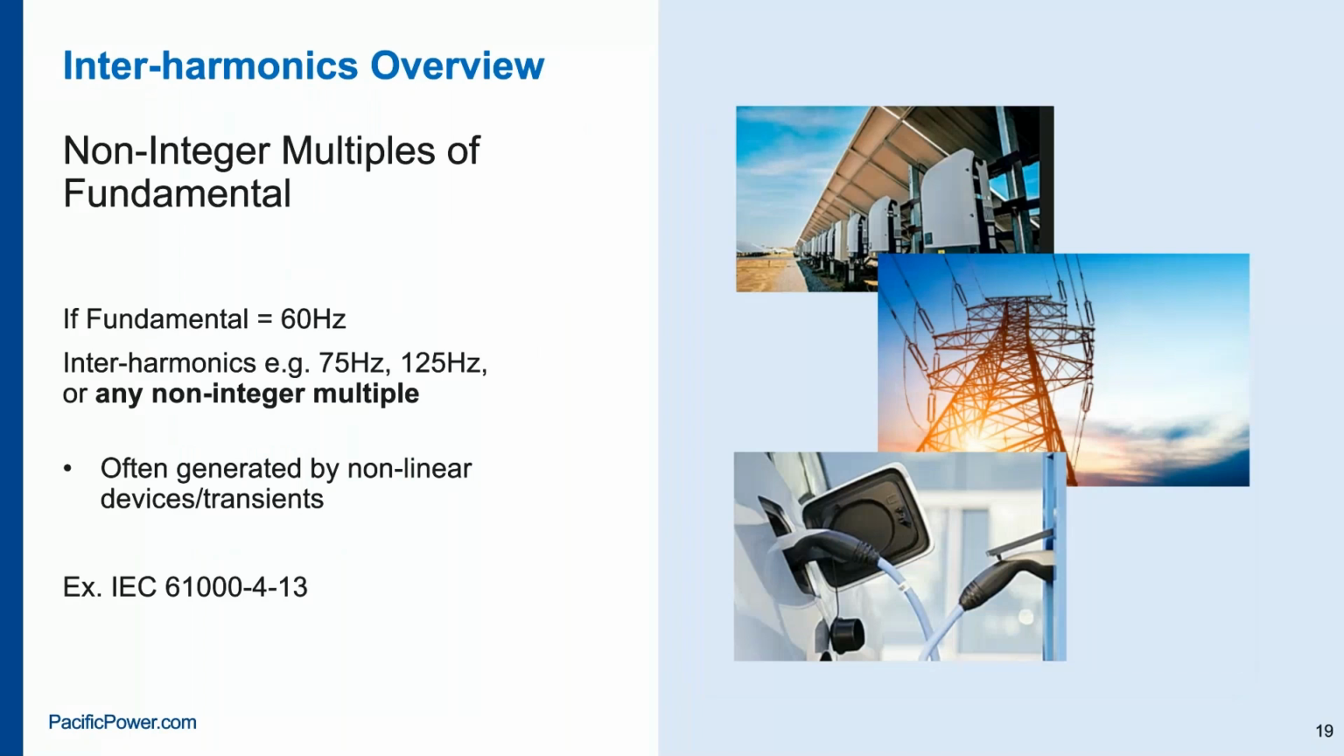For interharmonics, interharmonics are just non-integer multiples of the fundamental frequency. So again, if we have a 60 hertz fundamental, then an interharmonic can be something other than an integer multiple, like for example 75 hertz or 125 hertz, or anything else. And these are normally generated from nonlinear transient devices in systems. An example of this is the IEC 61000-4-13, which does interharmonic testing and has these types of requirements.